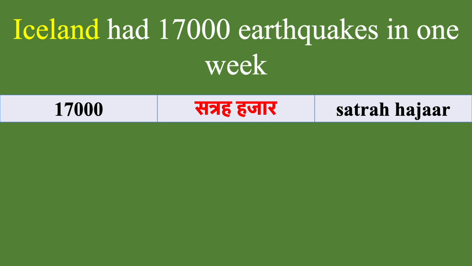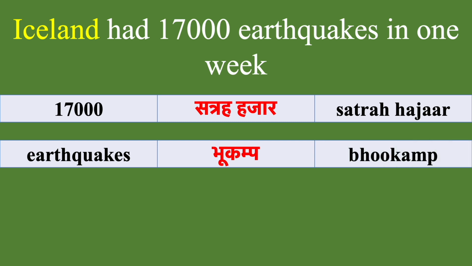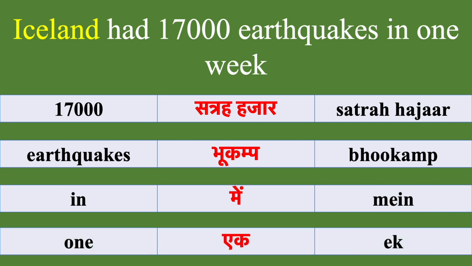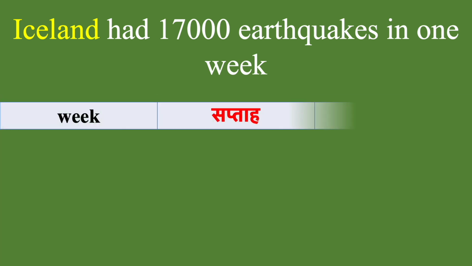So, 17,000 is 17,000. Earthquakes is bhukamp. In is May. 1, you might remember from first headline, is ek. Week is saptah.